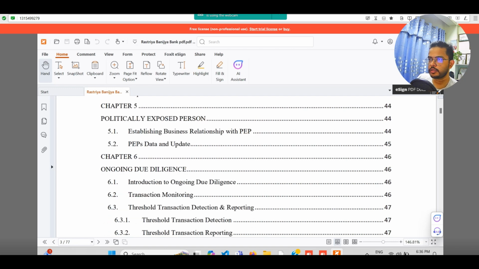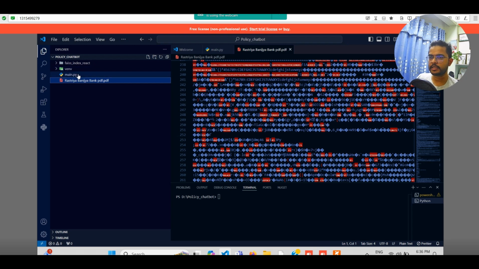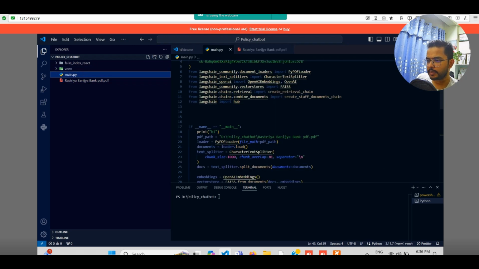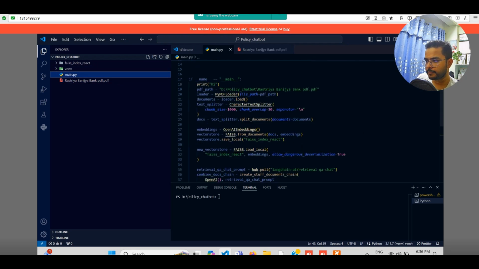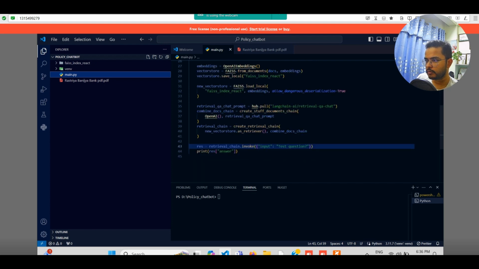I have loaded this policy in this application, and let me ask this application a question. I will ask this very favorite question of mine: how to identify beneficial owner?